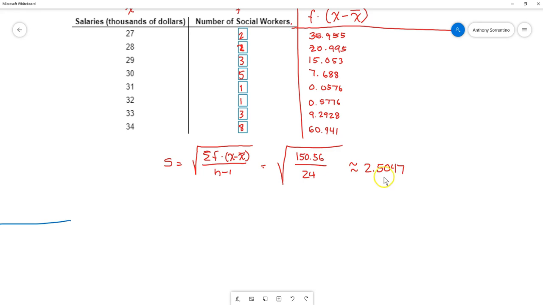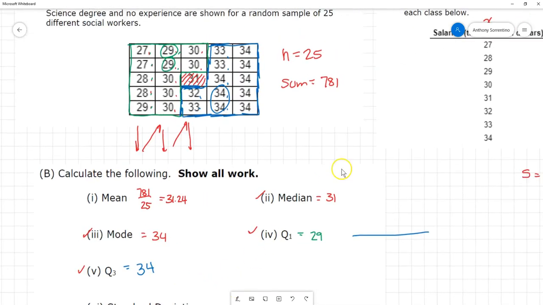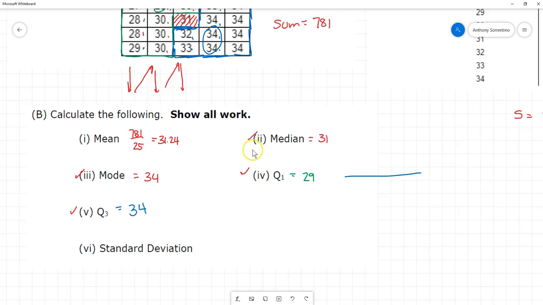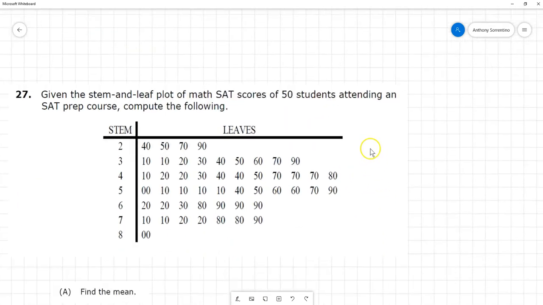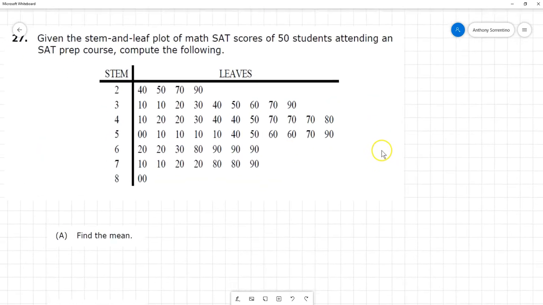And also be aware of how to read this information from histograms and other plots as well. Again, I can't go over every possible example, but be aware of how to read various graphs and things like that, which gets us into the next one, the last one. Here you have to find the mean, median, and standard deviation.